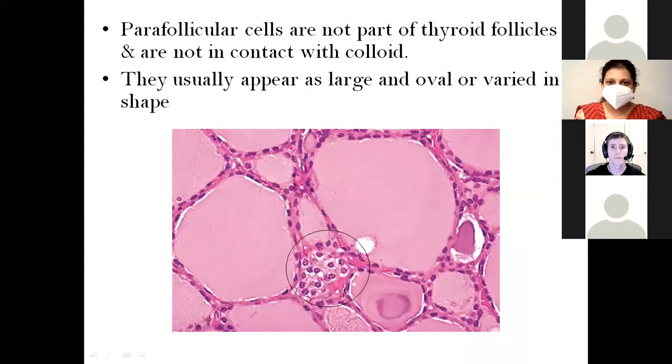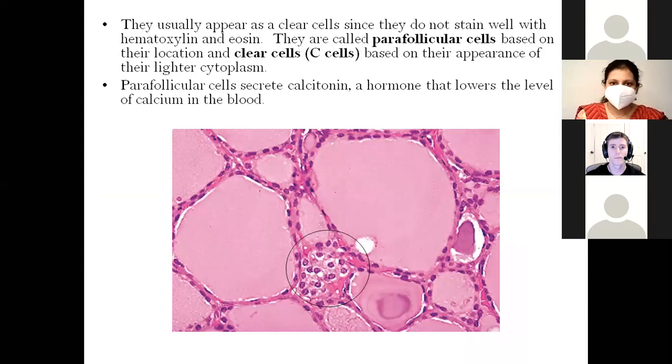Parafollicular cells are not part of thyroid follicles and are not in contact with the colloid. They usually appear large and oval, or variant in shape. They usually appear as clear cells, and they do not stain well with the usual stain that we use with oxidant and mucin. They are called parafollicular based on their location and on their appearance of lighter cytoplasm. Parafollicular cells secrete calcitonin, a hormone that lowers the level of calcium in the blood.